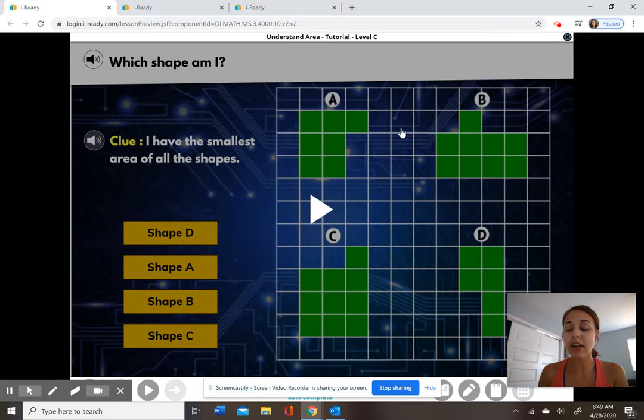But in this case, they're irregular shapes. Irregular means not regular. So in this case, irregular shapes have a strange shape about them or outline that doesn't allow you to multiply.